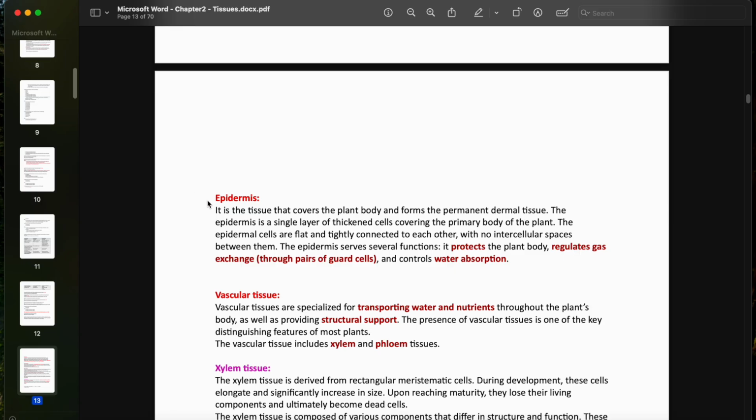Also, a very important definition question you can get is the epidermis. So they will tell you to define the epidermis.